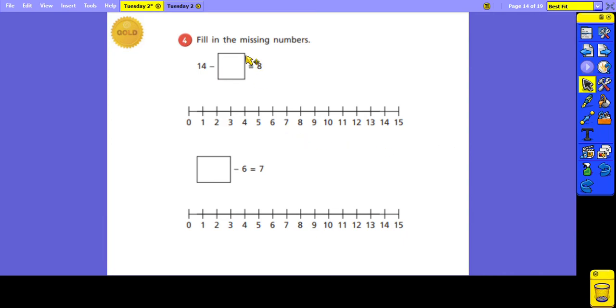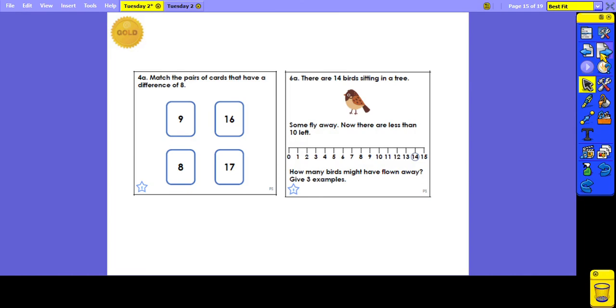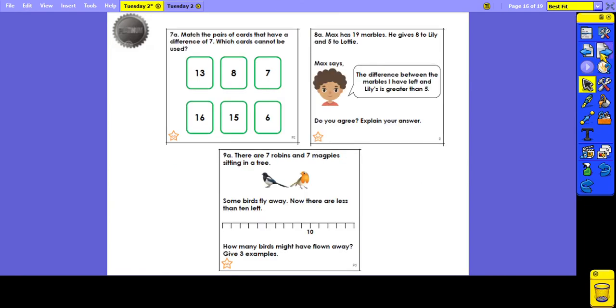And then for gold, you have got some missing number problems. So you need to think really carefully and use the number line to help you work out those missing numbers. And there's also 2 problems similar to the examples I gave you. And platinum, you've got some reasoning and problem solving challenges.